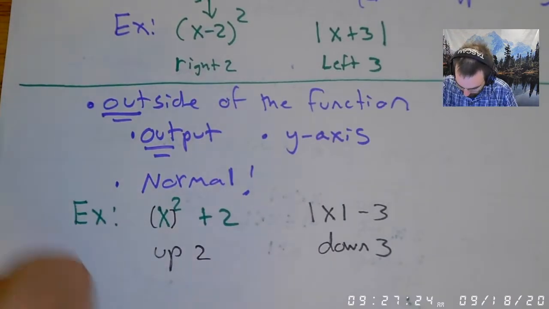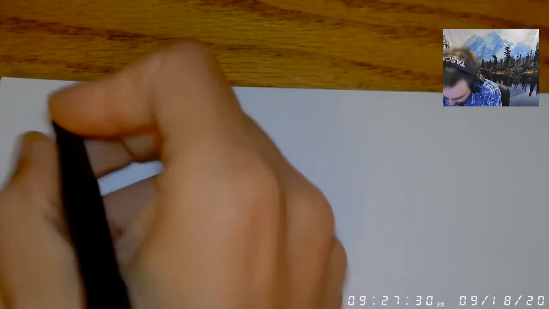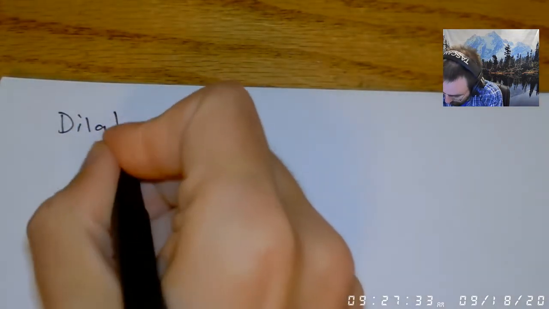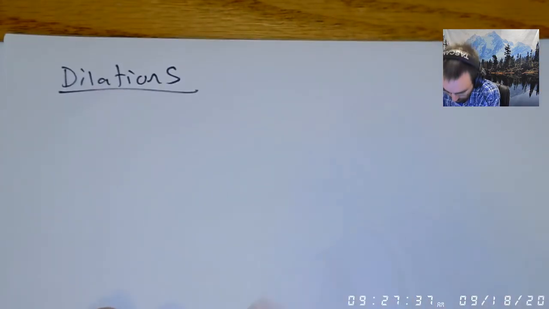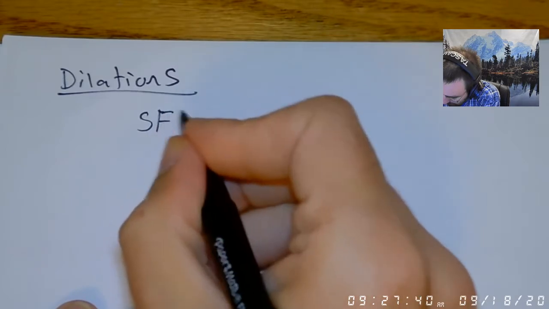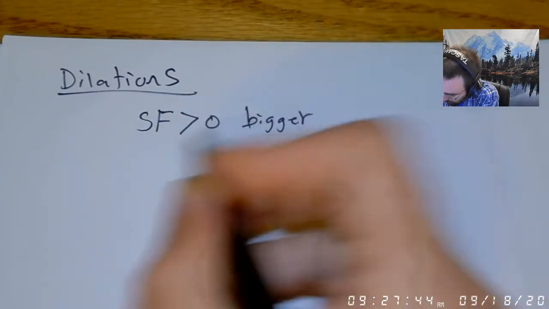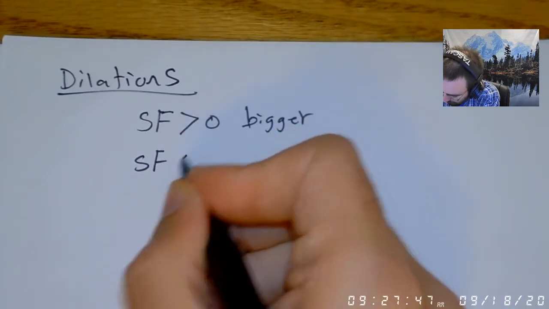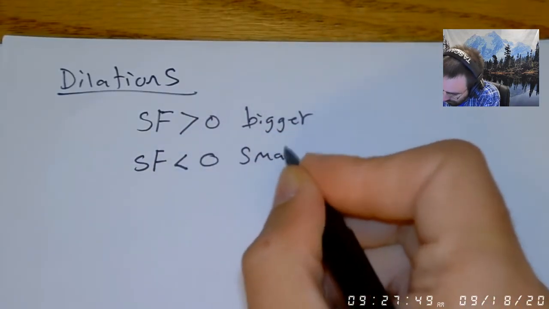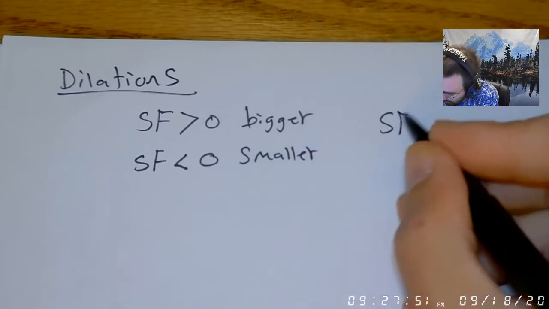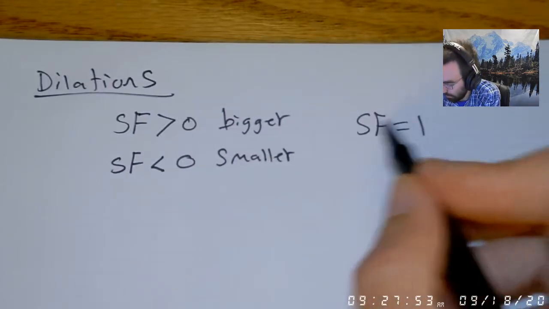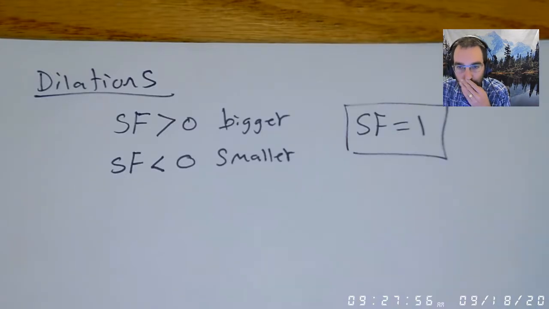Okay, so let's get to the stuff that people hate, where people get confused. People get confused with dilations. Right? So dilations make things bigger or smaller. So if your scale factor is greater than 1, you get bigger. When your scale factor is less than 1, you get smaller. I don't have time to talk about when the scale factor is 1 because I could spend a whole class talking about when the scale factor is 1.